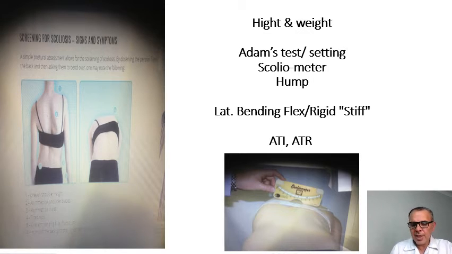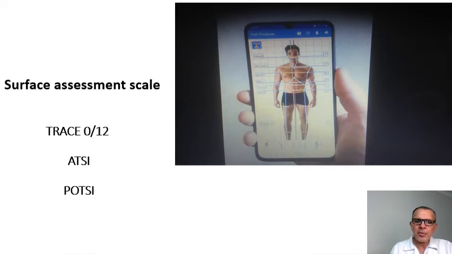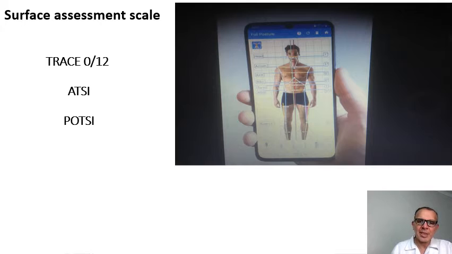ATR and ATI, which is anterior trunk rotation, are also tools that we could measure. And after we finish this basic stuff, we can go through the surface assessment scale or topography for the body.